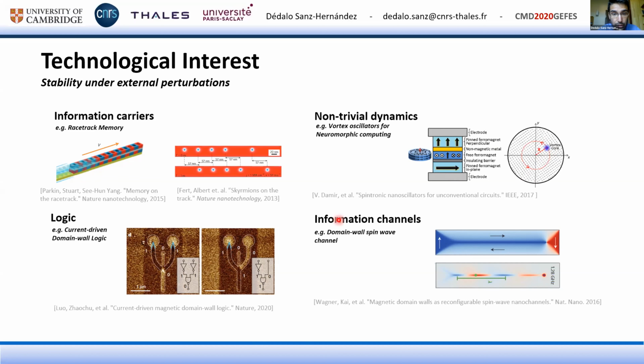Also, they can not only be the information carrier, but they can also act, when they are in an extended geometry, as information channels. So, for example, here they employ a one-dimensional domain wall to propagate spin waves in a very efficient way.